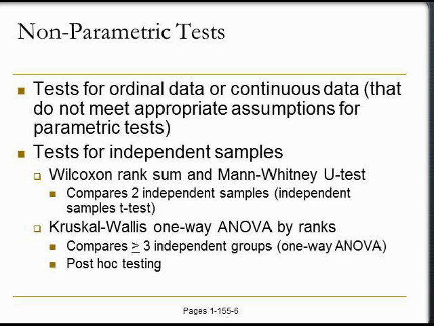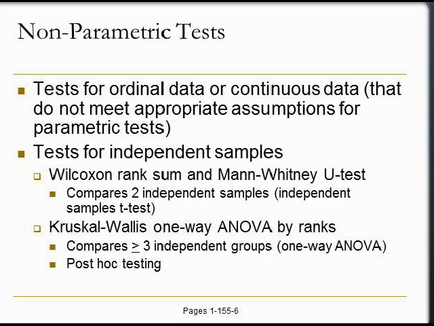Okay, so let's first look at tests for independent samples. So this would be cousins of a 2-sample t-test. The Wilcoxon rank sum and the Mann-Whitney U-test are the exact same tests, just with a different name, that compare 2 independent samples. Okay, 2 groups, 2 independent samples. So again, this is the cousin of the independent samples t-test, or the 2-sample t-test.